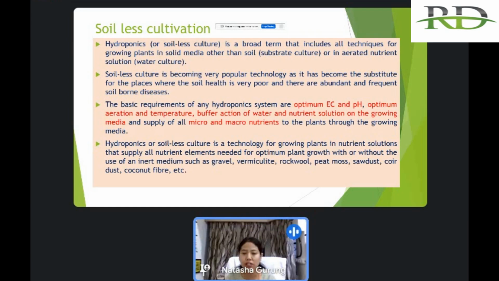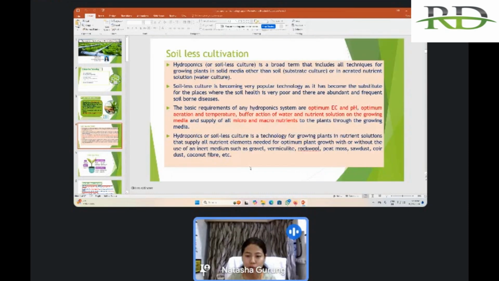So hydroponics is nothing but a soilless culture. In other words, hydroponics is a soilless culture technology for growing plants in nutrient solutions that supply all the nutrients needed for plant growth, with or without the use of inert materials such as gravel, vermiculite, rock wool, peat moss, sawdust, coir dust, coconut fiber, etc. I think everyone now understands what hydroponics is, right?